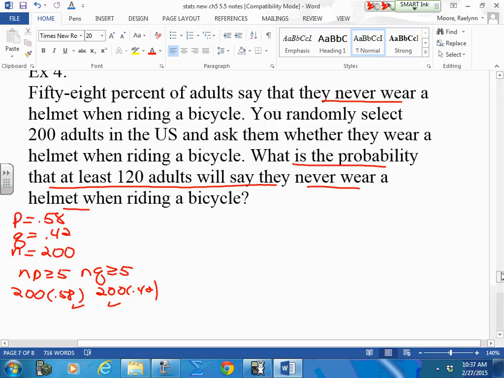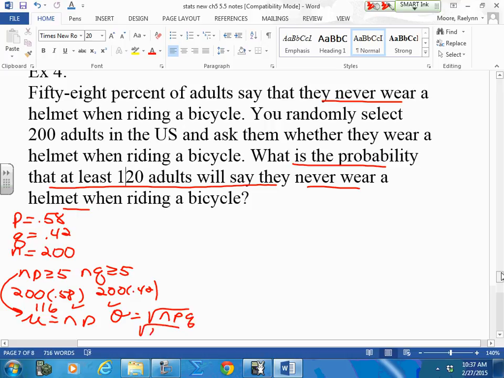So we're going to then jump to the mean. This is automatically your mean. So N times P was 116. I think so. Was it 116? Or was that the other column? Yep, 116. Okay, now, ladies, from here, we're going to find your standard deviation.